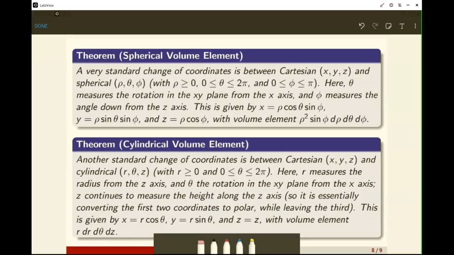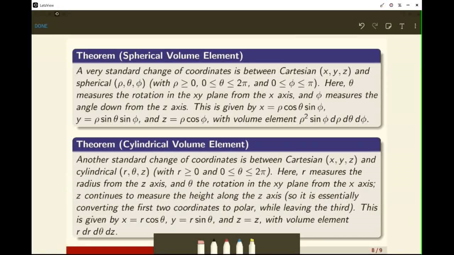The volume element here, and this is a good one to just remember, is rho squared sine phi, d rho, d theta, d phi, or different orderings of those. And it's important that phi is the angle from the z-axis, and not the one in the xy plane. The one in the xy plane doesn't change how the volume scales.